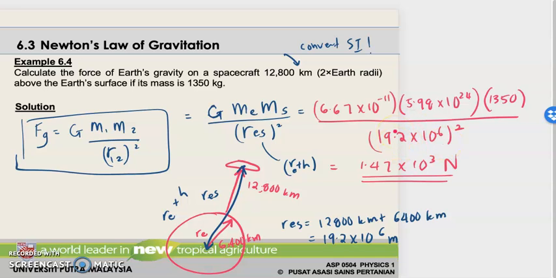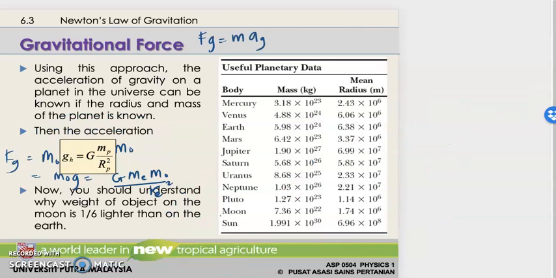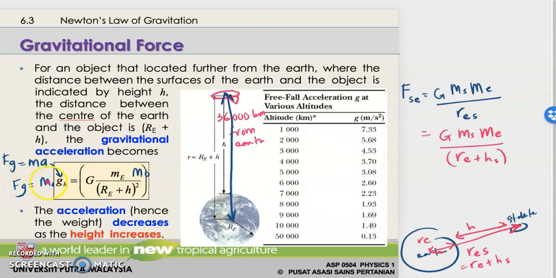Okay, so what did we do here? We added the radius of Earth with the height of the spacecraft to get your RES. So it was basically this equation, okay? G, mass of Earth, mass of object or the spacecraft, over radius of Earth plus the height of the object squared.